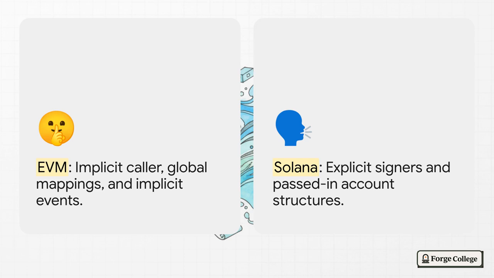It demands explicit signers. It's checking IDs for every single transaction, and it absolutely requires you to pass in exact, predefined account structures if you want to mutate any state. On Solana, there's no pulling variables out of thin air. You're moving away from environmental assumptions and stepping into a world of explicit account-based state and explicit observability.